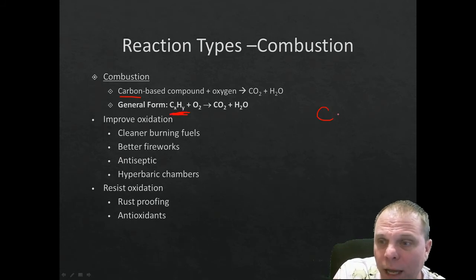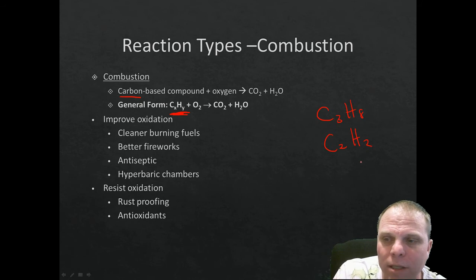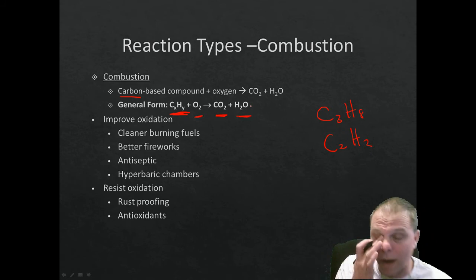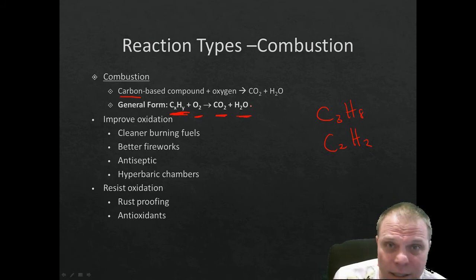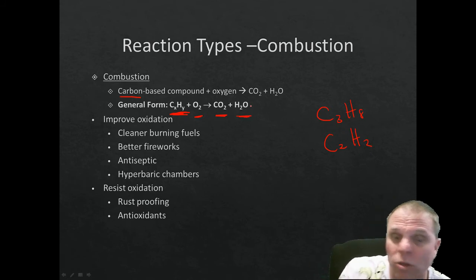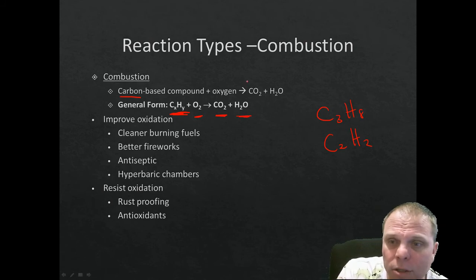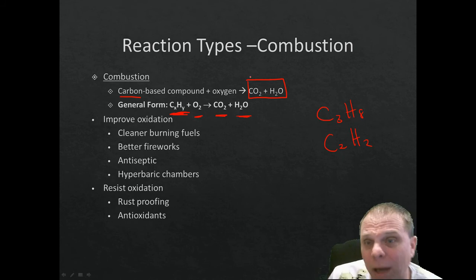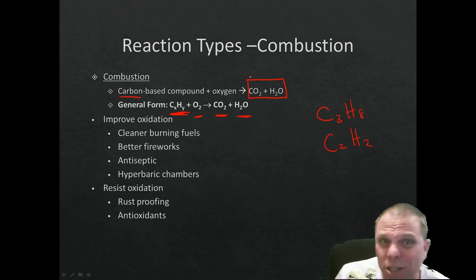So, for instance, I might say C3H8 or C2H2. Any sort of CH combination is typically what we start with in these. And if those react with oxygen, then you're going to form carbon dioxide and water. So the products of a combustion reaction, in this example, are carbon dioxide and water. So look for that. If you see the two products being carbon dioxide and water, it's a good chance that it's combustion.